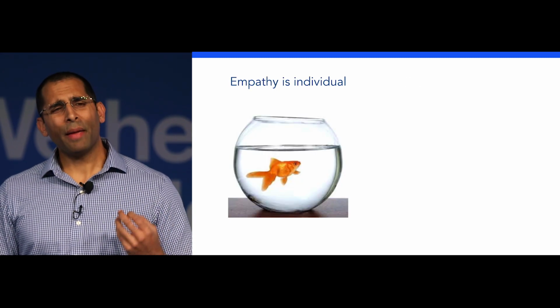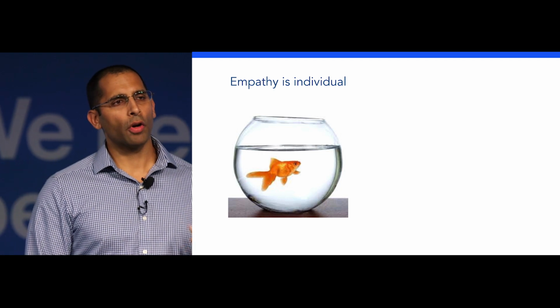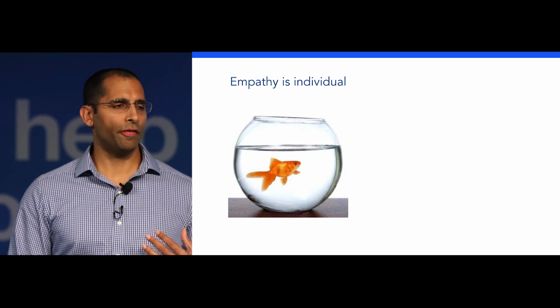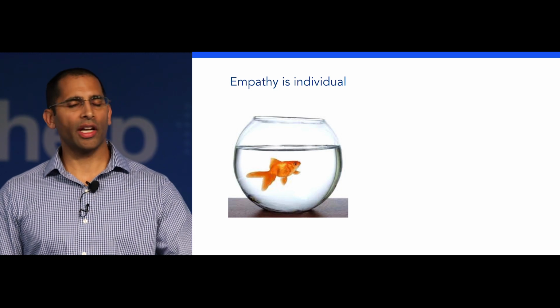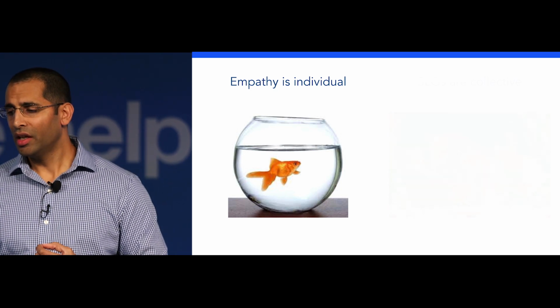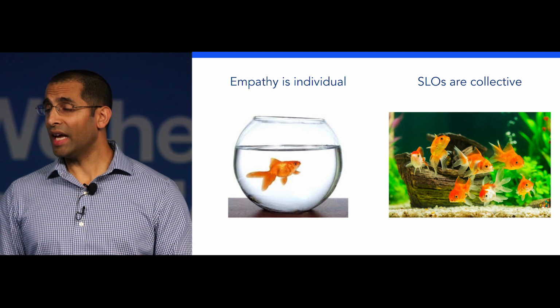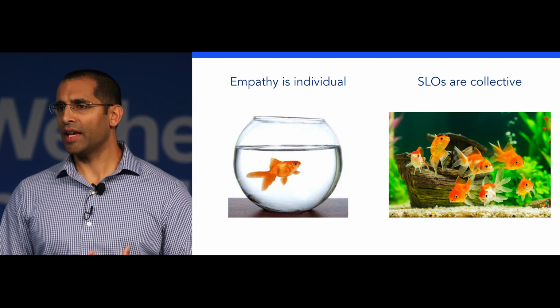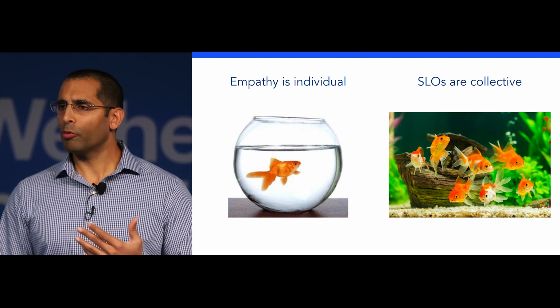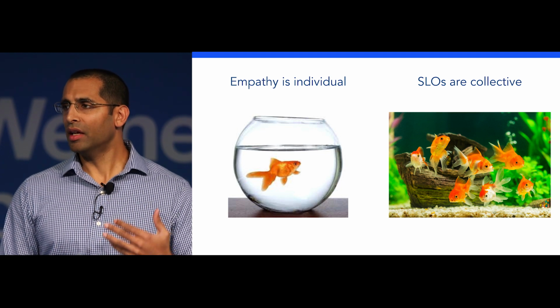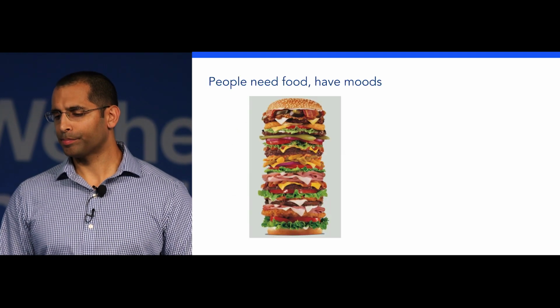And then empathy is individual, right? Each person has an individual feeling, an individual connection. My connection is going to be different from your connection. It's going to be different from somebody else's connection. But SLOs are collective. They're a shared understanding and a shared contract that we as a team can agree on. It's not reliant on each individual's empathy to drive the success of the product.